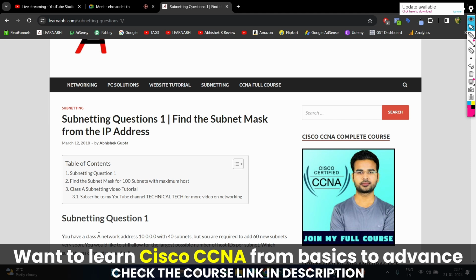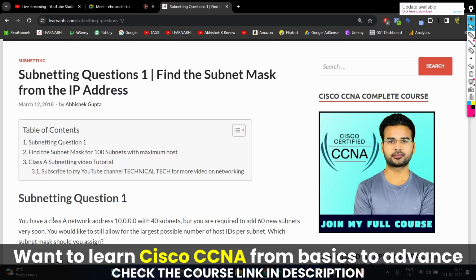The question is, you have a class A network address 10.0.0.0 with 40 subnets. Subnet means network, always remember. But you require to add 60 new subnets, meaning 60 more networks you need. You'd like to still allow for the largest possible number of host IDs per subnet. Which subnet mask should you assign? I think in the answer I have marked the correct answer. If I show you, you will get the answer, but just try to find out. Getting my point?